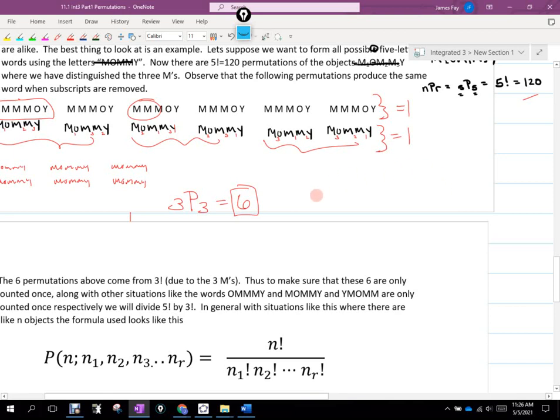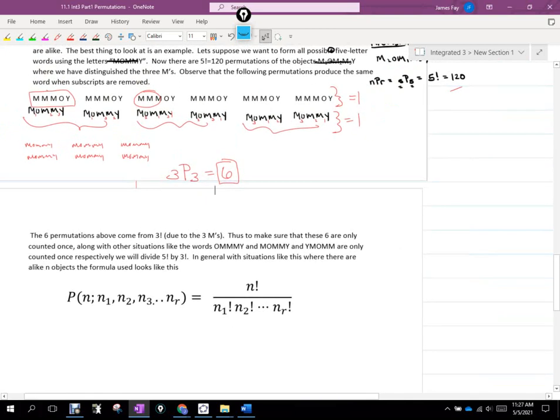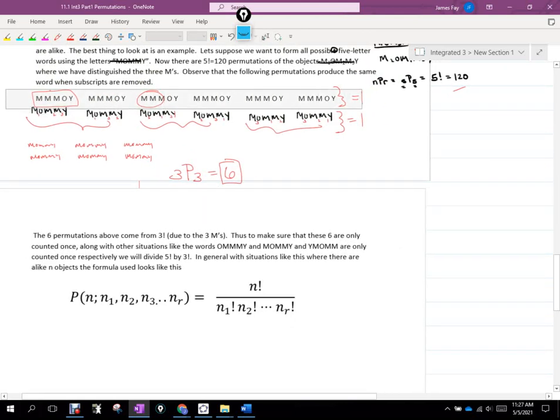So the way we do this, in a multi-set, is it says the 6 permutations above come from 3 factorial, and that's due to the 3 M's. So it's thus to make sure that these are only counted one time instead of 6. To make sure that something like OMMY is counted one time instead of 6. Okay?